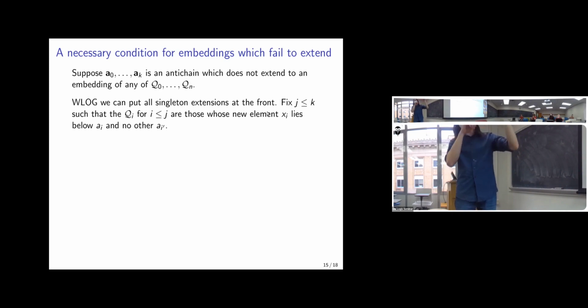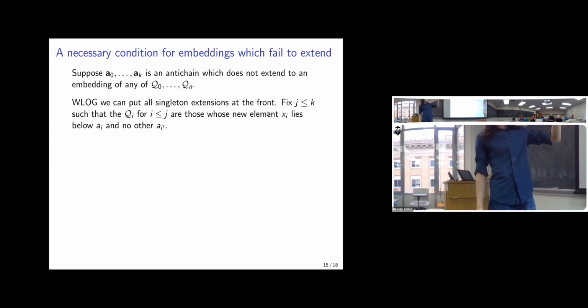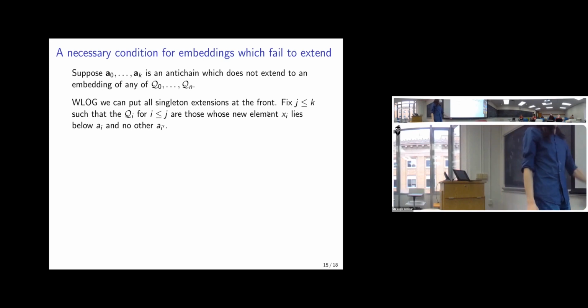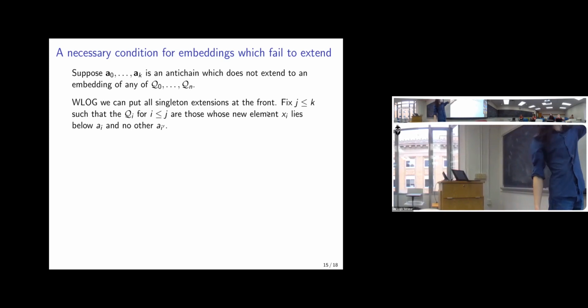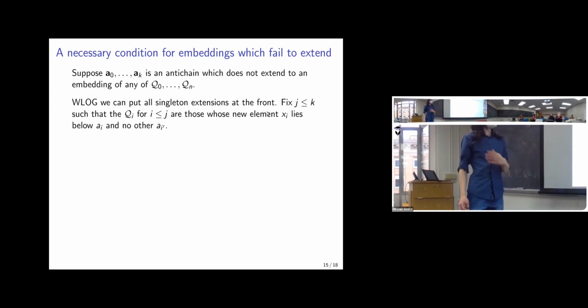And also we can rearrange the anti-chain because it's an anti-chain, right? So you can push it around. So we'll just say that in the beginning, from Q0 all the way to Qj, all of those Qis at the beginning, the new element xi lies below ai, and it doesn't lie below any other ai prime. Previously I said that xi is below aj, but just for ease of notation, I don't want to have too many letters floating around. So I'm just assuming that xi is below ai. And we can assume this just by rearranging the anti-chain.